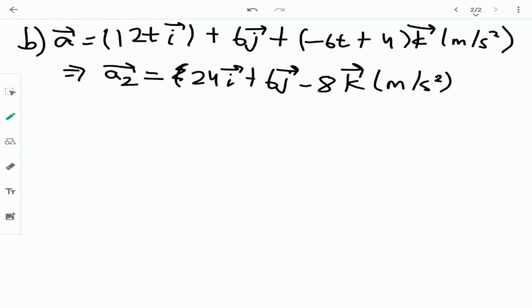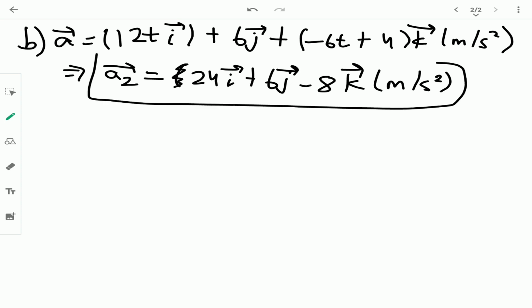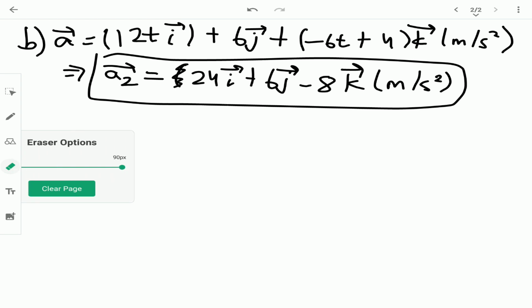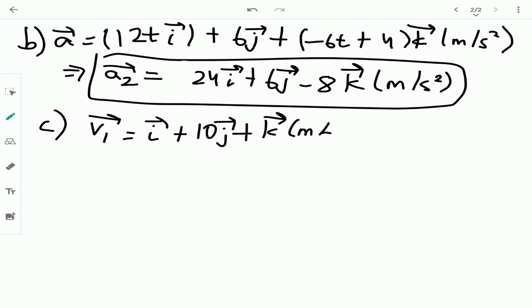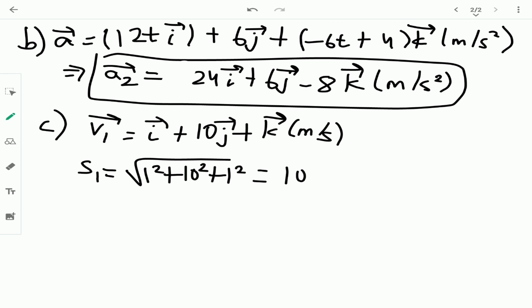Right, let me just erase that. Let's look at part C. Part C is asking us for the speed at 1 second. Now we should remember that the speed is the magnitude of the velocity. Since we have the velocity at 1 second equal to i plus 10j plus k in meters per second, all we have to do is find the magnitude. So the speed at 1 second is equal to the square root of 1 squared plus 10 squared plus 1 squared, and that should give us around 10.1 meters per second.